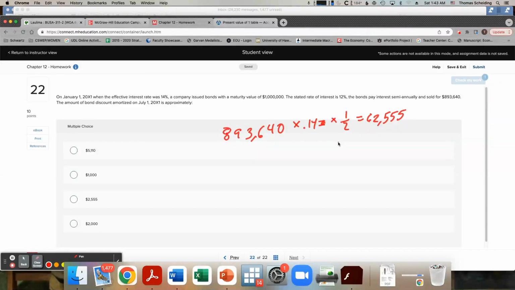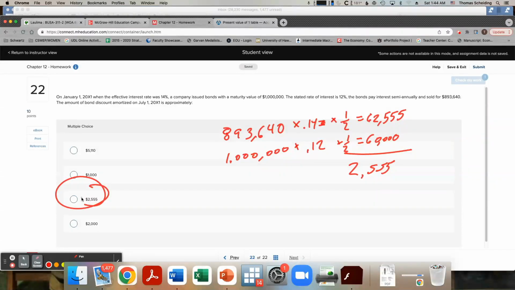Okay, and then our cash payment. This one's easy. That's going to be our $1 million maturity value times the stated rate of interest on the bond, which is 12%, times 1/2 because it's paid semi-annually. And that's $60,000. The difference between these two is 2,555. And that is, in fact, what our answer is here. So I just took the difference between my interest expense and I subtracted from that my cash payment amount to get my discount amortization as a result, which is what I solved for here. Okay.